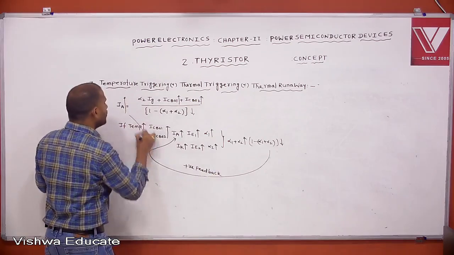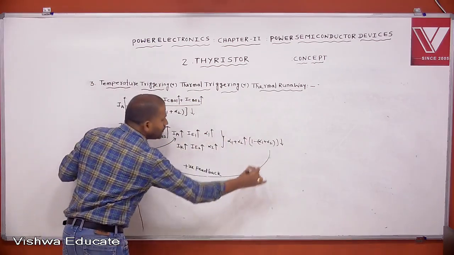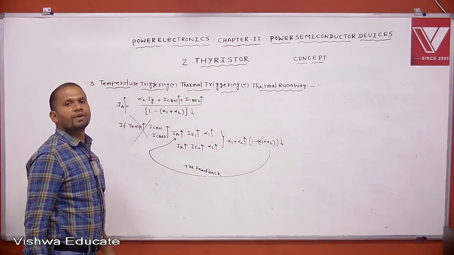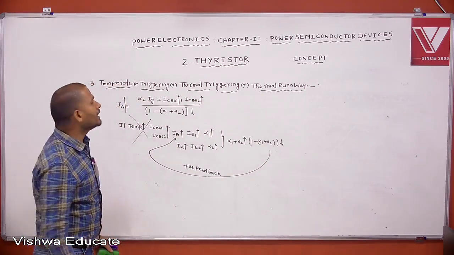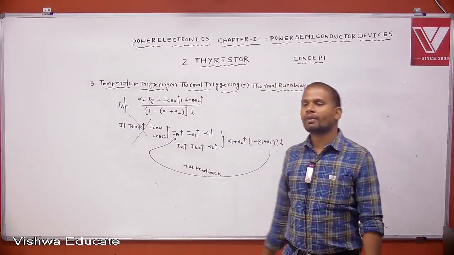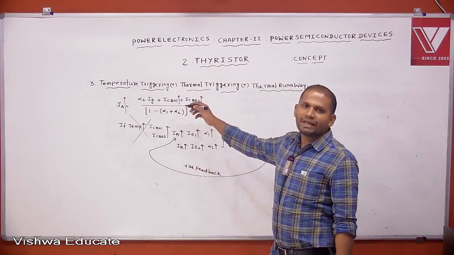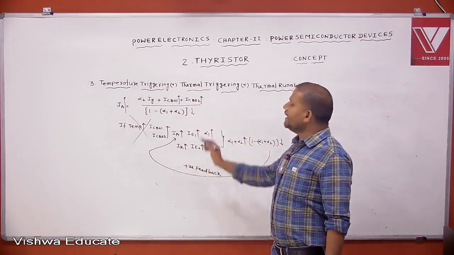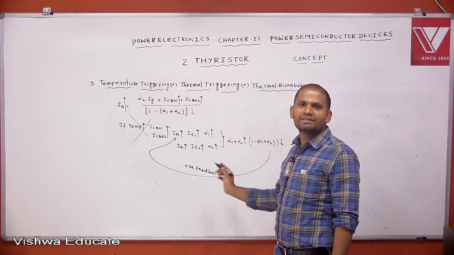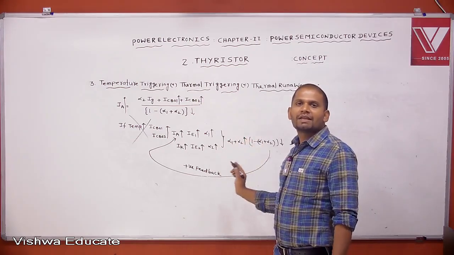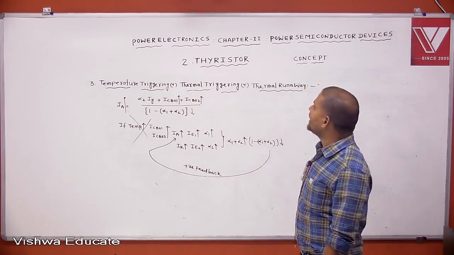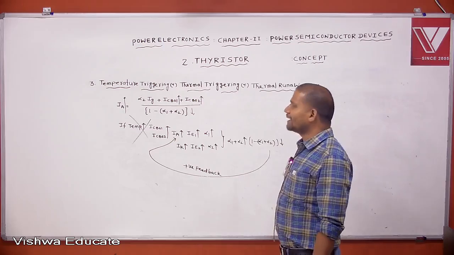Then this process will continue, and the SCR will be turned on. This type of triggering is called temperature triggering or thermal triggering. Clear? If temperature is increasing, the anode current continuously increases, and then the SCR starts conduction.